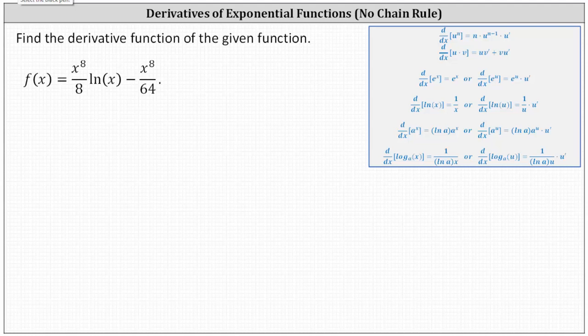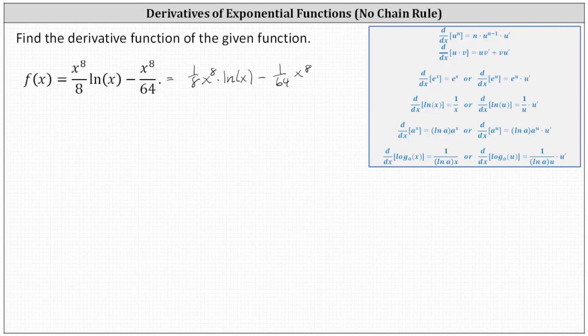We're asked to find the derivative of the given function. We have f of x equals x to the 8th divided by 8 times natural log x minus x to the 8th divided by 64. We don't need to, but if it's helpful, we can write the given function as 1/8 x to the 8th times natural log x, and then minus 1/64 times x to the 8th.